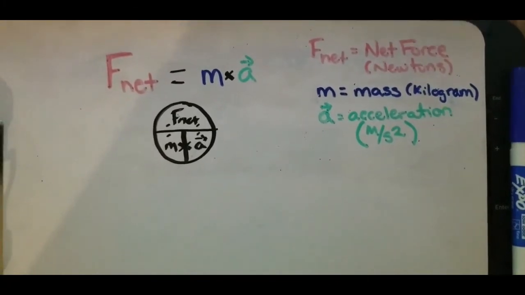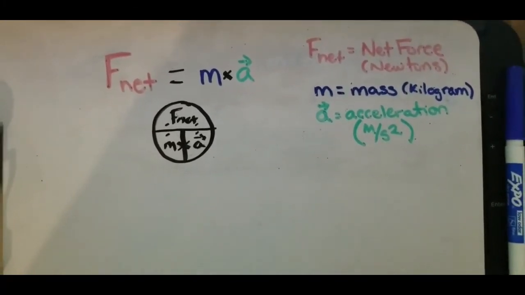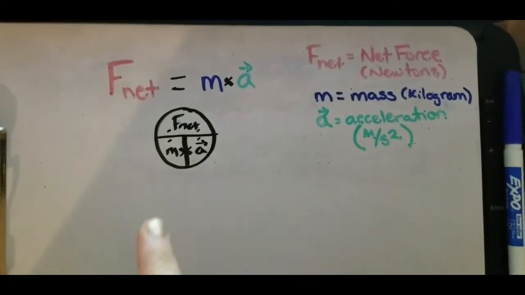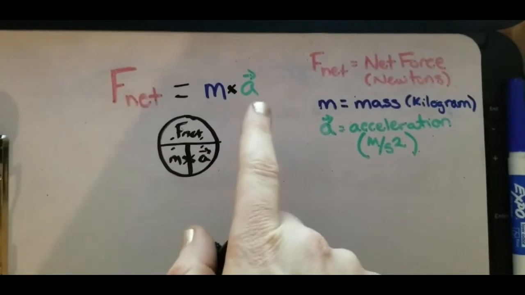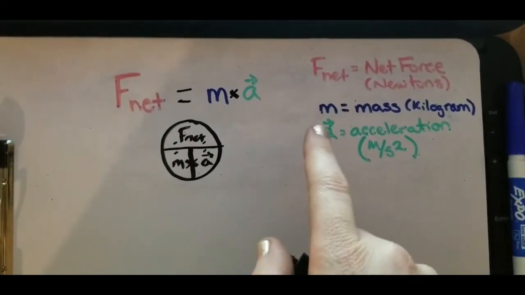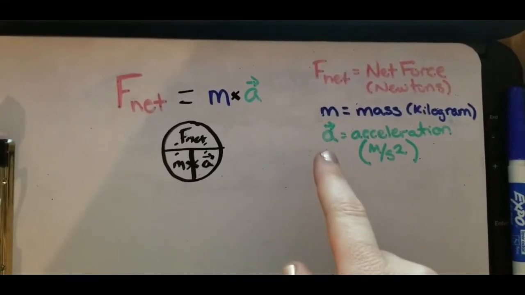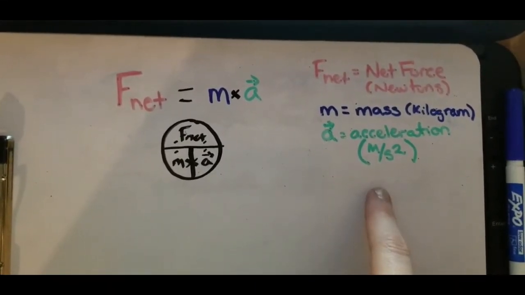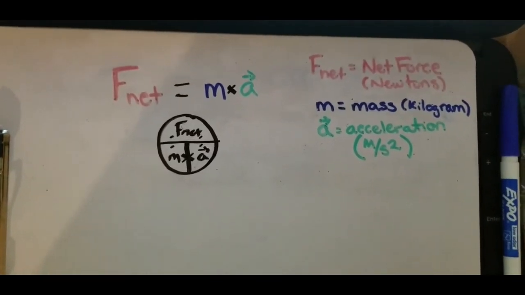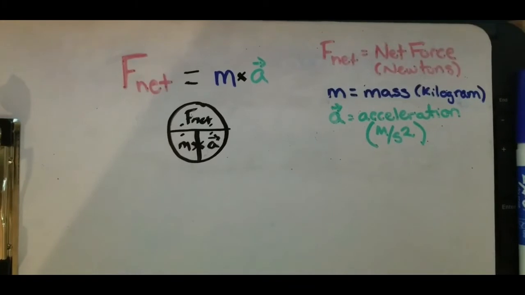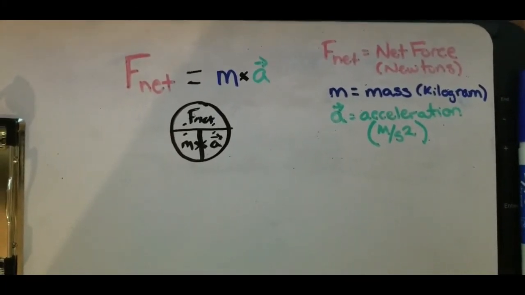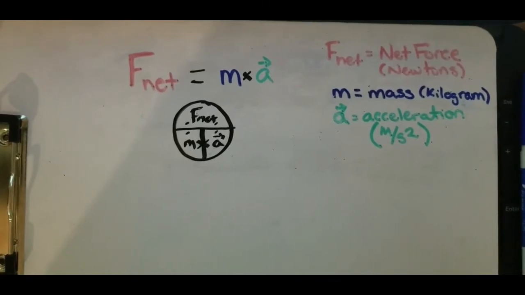In this video, I'm going to go through two examples using the equation in Newton's second law, which is F net equals m times a. F net equals net force in newtons, m is mass in kilograms, a is acceleration in meters per second squared, and then I will also talk about a few concepts that relate to Newton's second law. So here is the first problem that we will be working on.